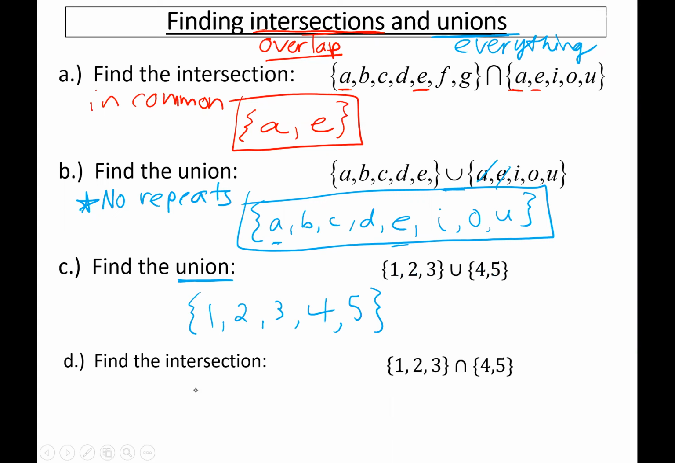Now for the last part, part D, find the intersection, the same two sets, 1, 2, 3, and then intersecting with 4, 5. So again, with intersection, we want the overlap. What do those two sets have in common? What's overlapping between them? And the answer is nothing. So there is no overlap here. They have nothing in common. So what we can write is this circle with a slash through it. That's sometimes called the empty set.